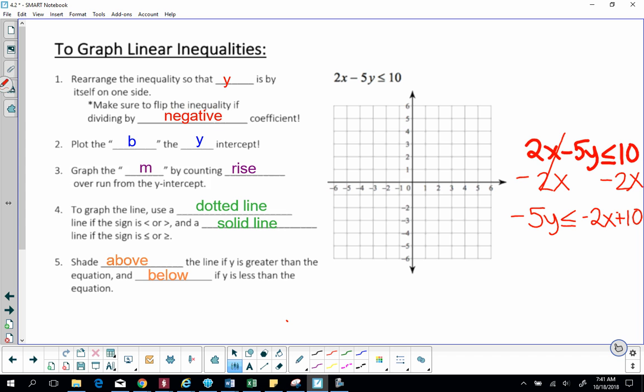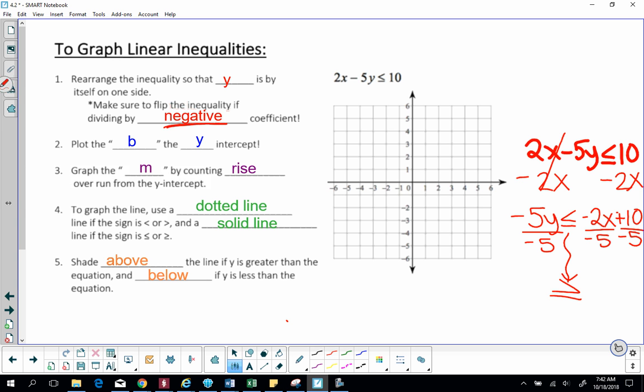Then, how do I get y by itself? Divide each term by -5. Now, the difference is here. When you're dividing by a negative coefficient, what happens with the inequality sign? It flips. So remember, when you're dividing by negative, the sign flips.